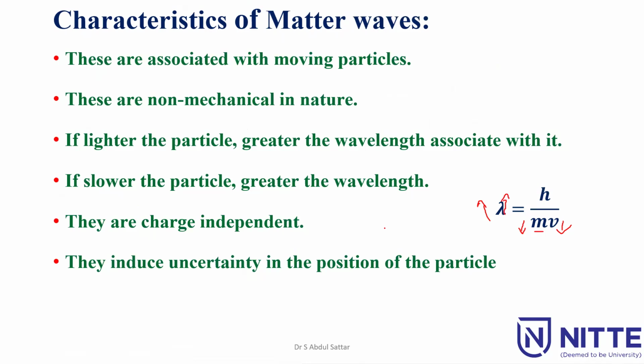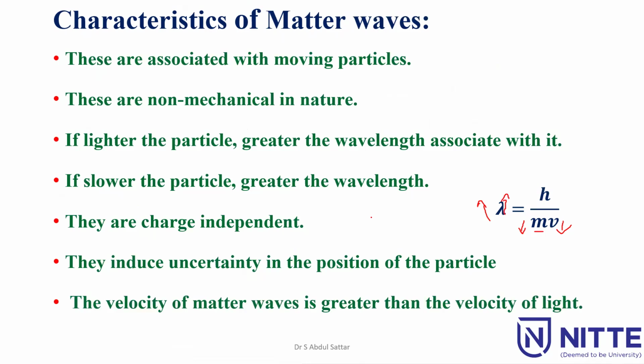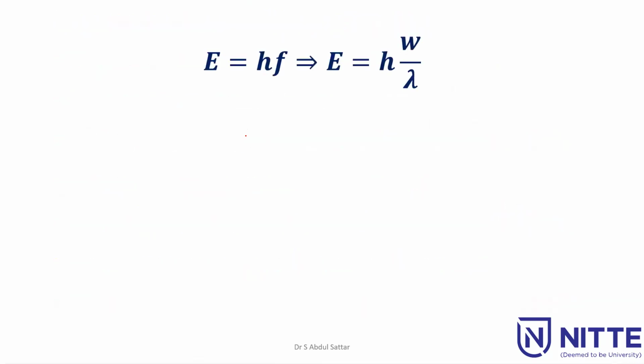And another important characteristic of matter waves is that the velocity of matter waves is greater than the velocity of light. How can it be proved simply? You see here. If you take the energy E equal to h nu, in this case I mentioned a frequency f, so E equal to h into f. And we know frequency is nothing but velocity by wavelength. Here w is the velocity of matter waves and lambda is the wavelength of the matter waves. Therefore, E equal to h into w by lambda.